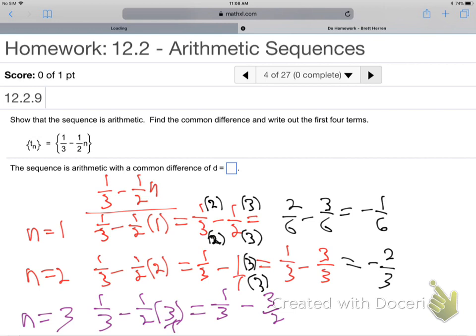And then to subtract those, common denominator again. So multiply top and bottom of this one by 2, top and bottom of that one by 3. So we get 2/6 minus 9/6, which is minus 7/6 on that one. And then you can do the last one, right?